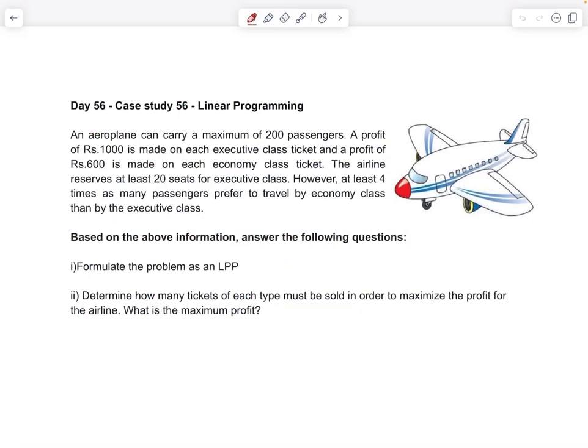The question goes like this. An aeroplane can carry a maximum of 200 passengers. The profit of rupees 1000 is made on each executive class ticket and a profit of rupees 600 is made on each economy class ticket. The airplane reserves at least 20 seats for executive class. However, at least 4 times as many passengers prefer to travel by economy class than by the executive class. Based on the above information, answer the following questions.